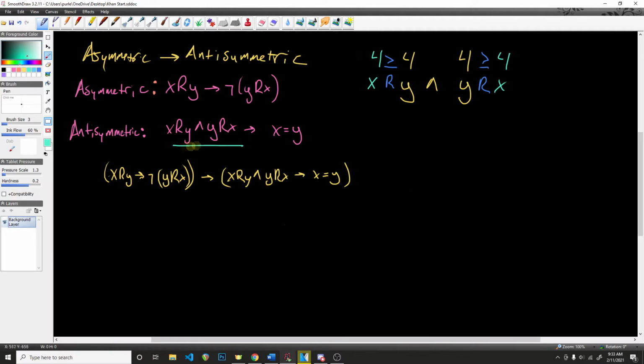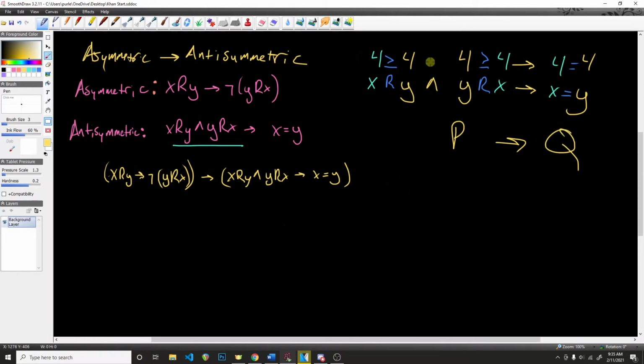So this is the basic premise of antisymmetric, saying that if we have the case where x, r, y, and we do here because 4 is greater than or equal to 4, and we have the case that y, r, x, which again we do because 4 is greater than or equal to 4, then that means that we have x is equal to y. And indeed, we do have the case that 4 is equal to 4. So this is in fact an antisymmetric relation because this essentially is our P, this is going to be our Q, and we have P implies Q.